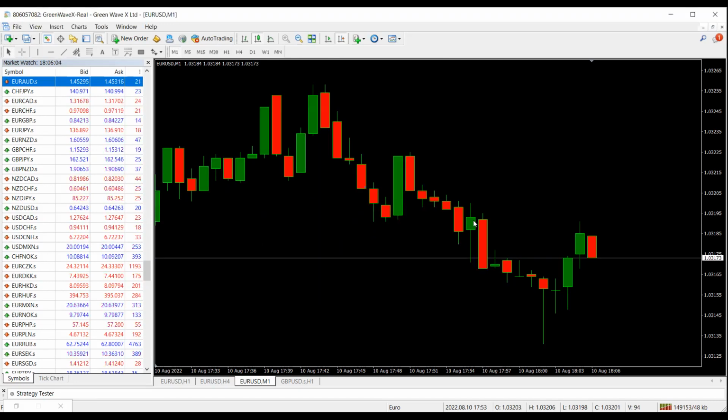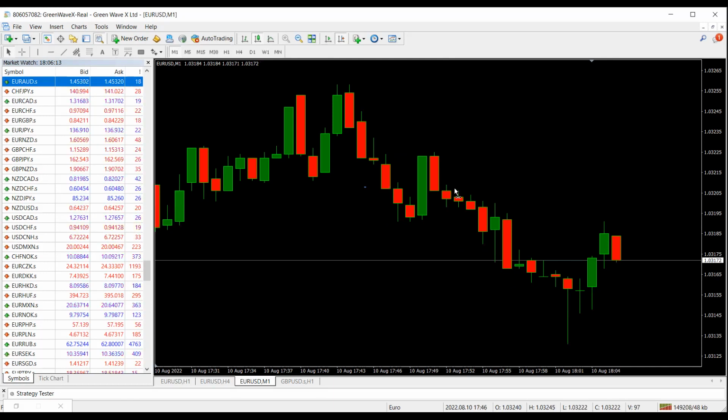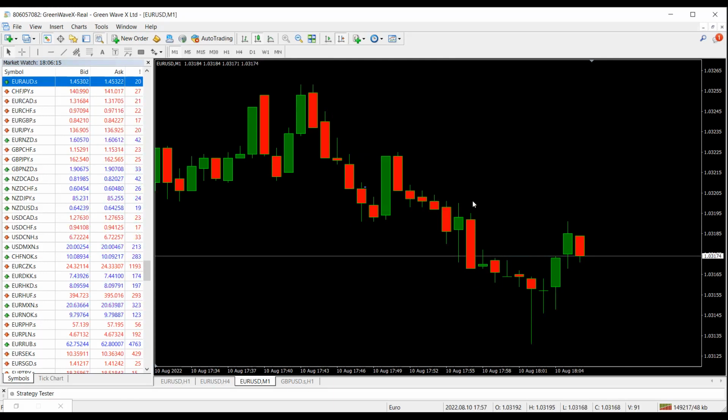And look at how it looks. So in this case now, the bull candle is green, while the bear candle is red. So it's not fixed. It all depends on how you want your own chart to look. It all depends on you.